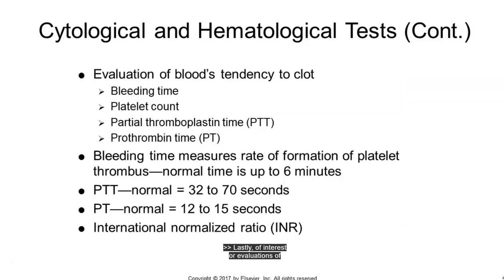Lastly, of interest are evaluations of blood clotting tendencies, which can be evaluated by obtaining platelet counts, partial thromboplastin time, PTT, prothrombin time, PT, and bleeding time. Normal results for PTT are 32 to 70 seconds. Normal PT is 12 to 15 seconds. To standardize clotting times across various laboratories across the world, clinicians use INR, which is the International Normalized Ratio that adjusts these differences. Anticoagulation levels are achieved with an INR of 2 to 3.